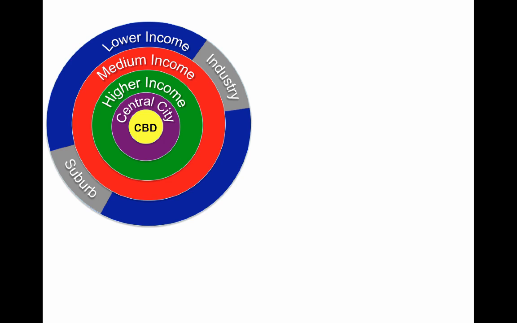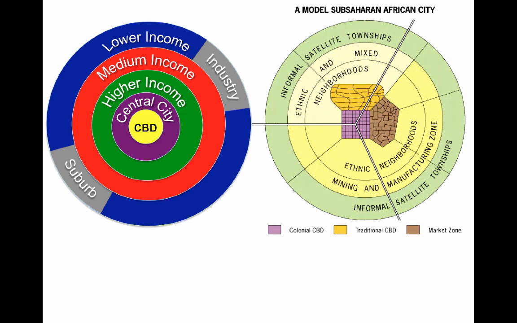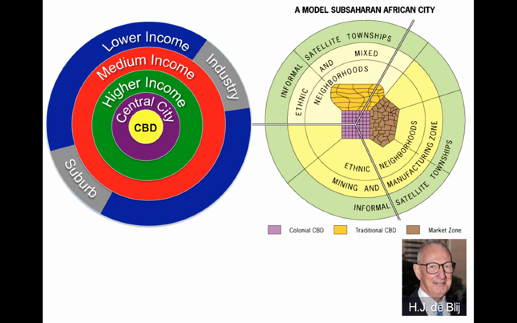If you recall the general layout of cities in developing countries I showed you previously, you can see the industrial and suburban growth on the outskirts of the model. But this is not reflected in the sub-Saharan African city model, sometimes called the De Blij model, after its creator and original author of our textbook.